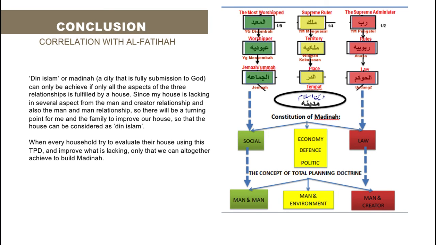We can only contribute to Dinul Islam and Madinah when our house fulfills all the principles of the relationships in this TPD. Since my house is lacking in several aspects of the man and creator relationship and also the man and man relationship, there will be a turning point for me and my family to improve our house so that we can contribute to Dinul Islam and also the Madinah.